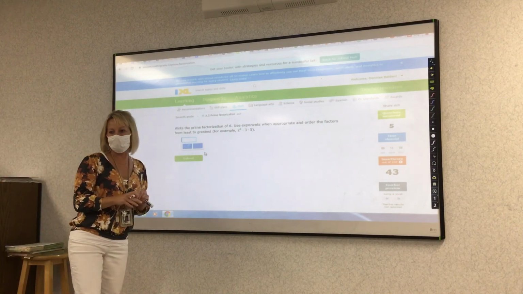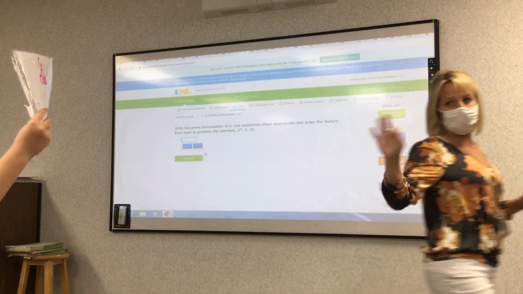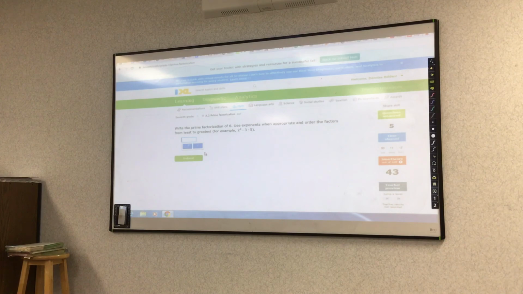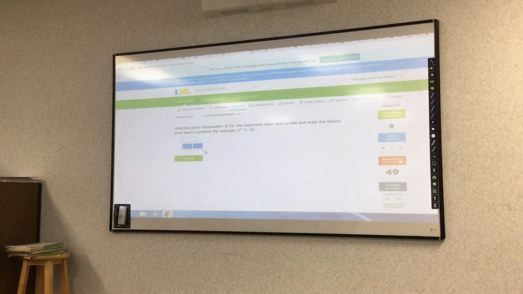And the prime factorization of 6 would be what? 2 times 3. Not 3 times 2. 2 times 3. You have to go least to greatest. Littlest to biggest. Prime factorization of 32.